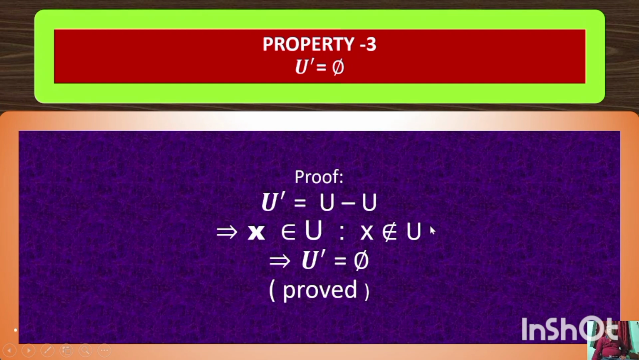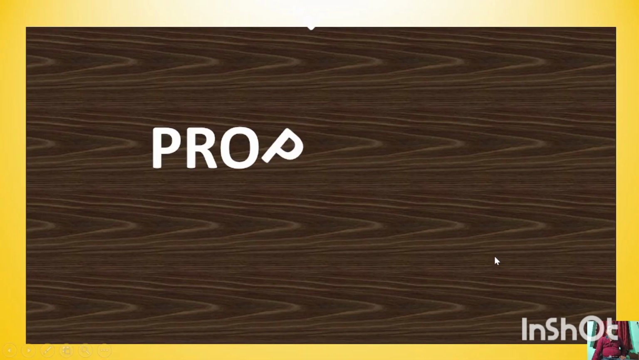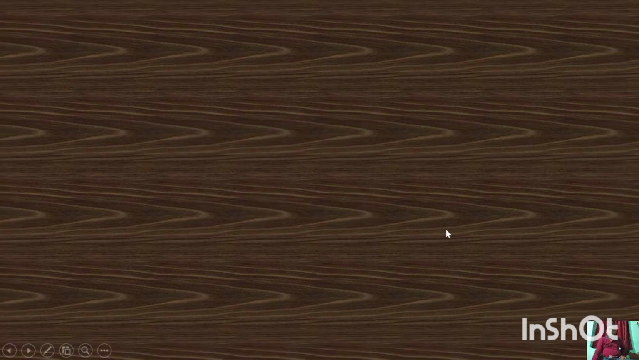Similarly, U dash is equal to phi. It means the complement of the universal set is equal to phi, because U dash is equal to U minus U. Thus naturally it will be phi, right? Understand? Okay. Another property: phi dash is equal to the universal set.